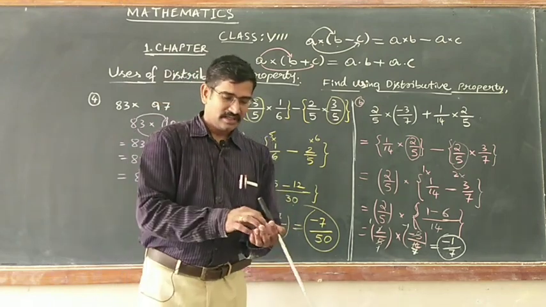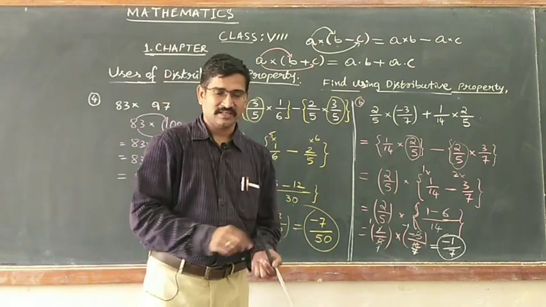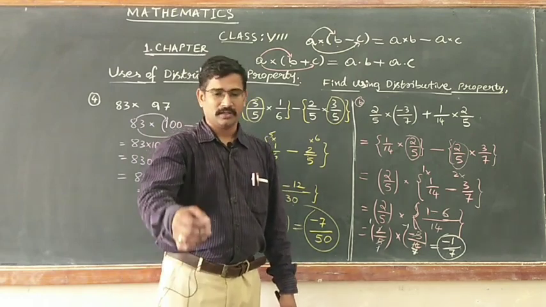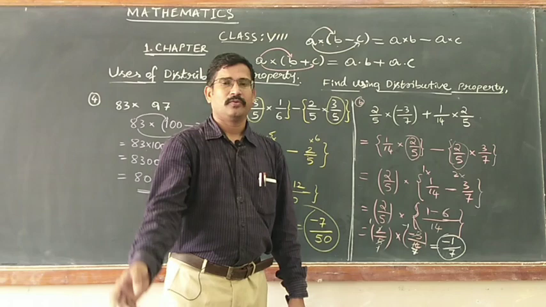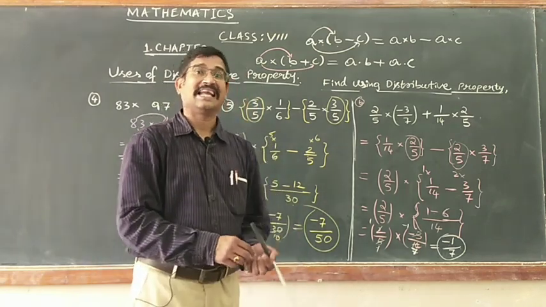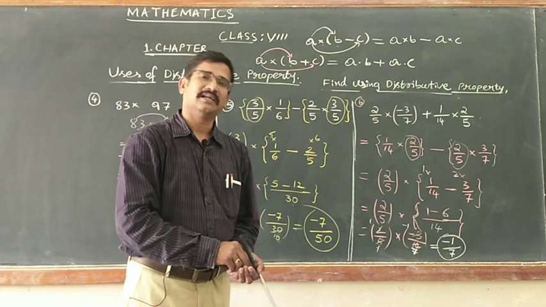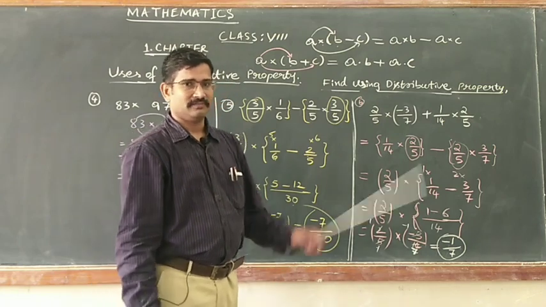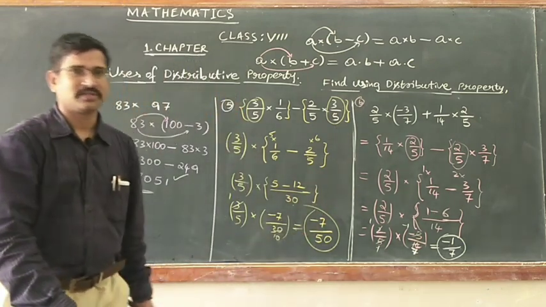See children, in continuation of this session, I would like to complete two more important properties. One is the negative of a rational number, another is the reciprocal of a rational number. Okay. Just a minute, we will wipe it out.